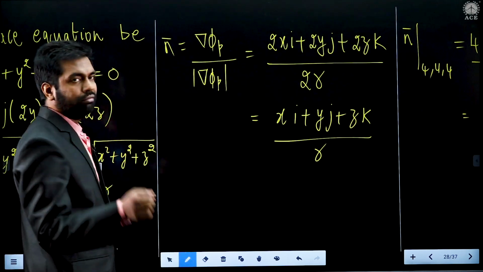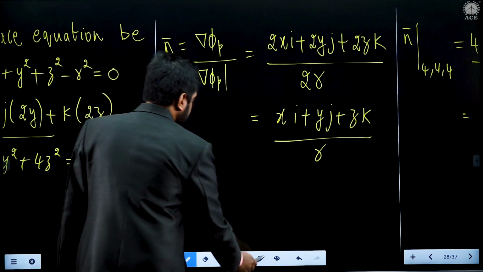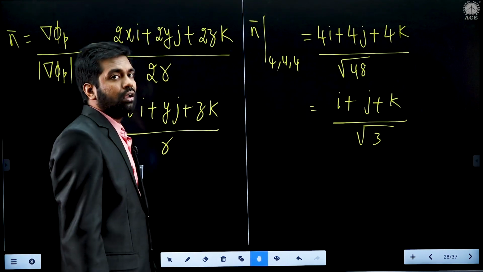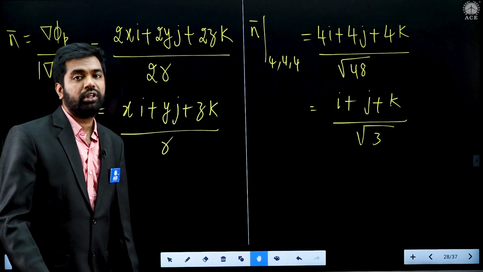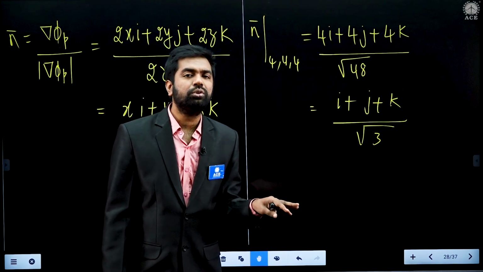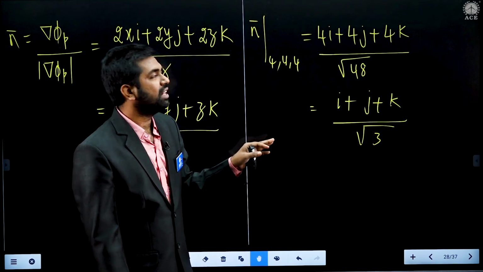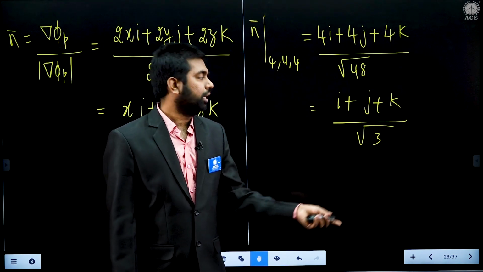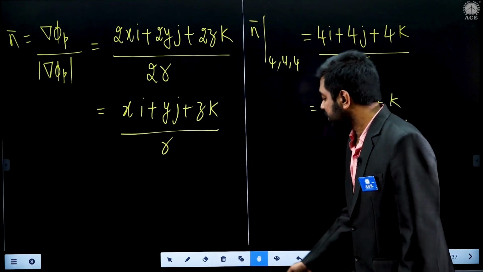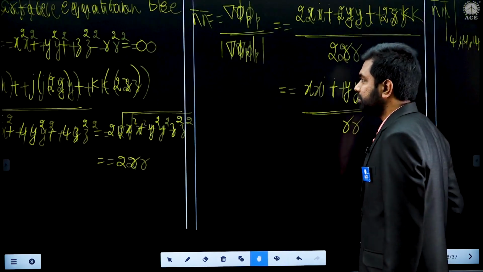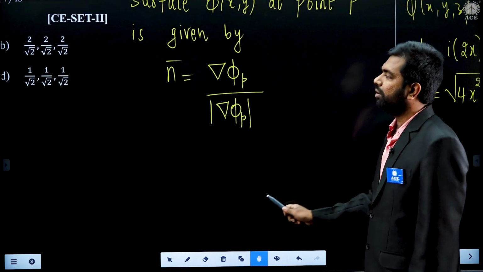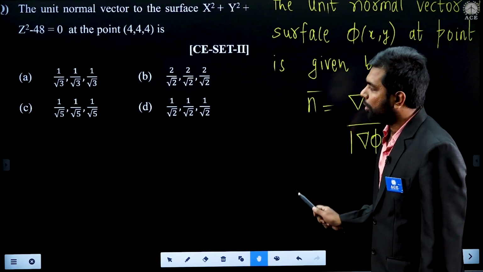What is that point? 4 comma 4 comma 4. So it is 4i plus 4j plus 4k by r. R square is 48, R is root 48. 48 can be written as 16 into 3, so root 16 is 4. 4 cancels. It is i plus j plus k by root 3. This is a vector. Sometimes this can be represented in point form as well. If you represent this in point form, you get 1 by root 3 comma 1 by root 3 comma 1 by root 3. That is option A.